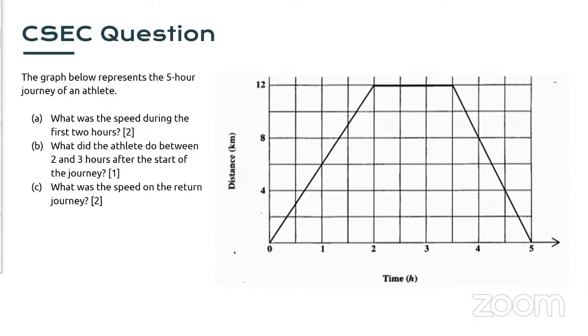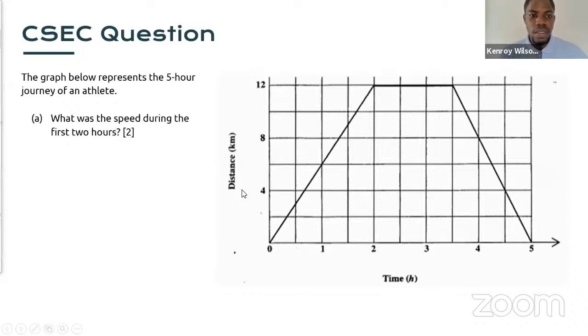All right, students, we are thinking about the speed during the first 2 hours. Here we have a 5 hour journey of an athlete. And of course, you know where to look for the hours. The hours can be found on the horizontal or the x-axis, where time is, as x, the independent variable. So what are your answers? You said you were ready, so drop your answers.